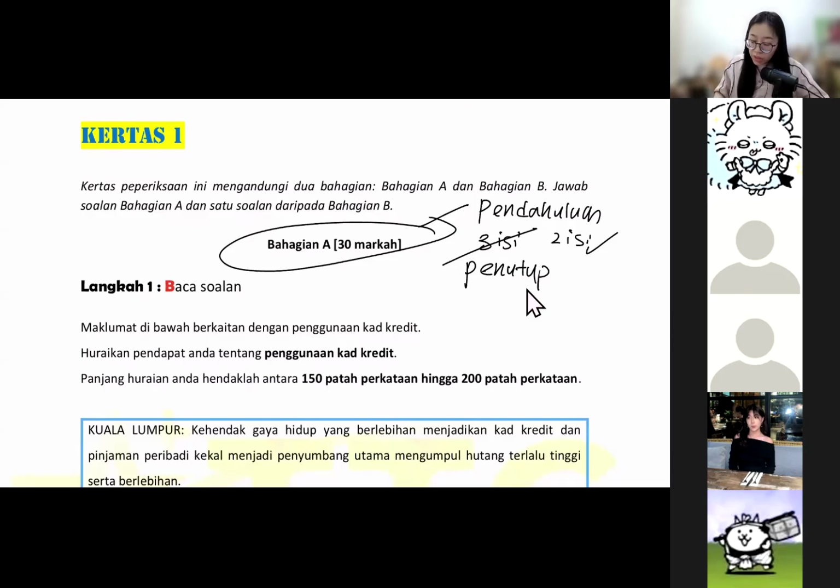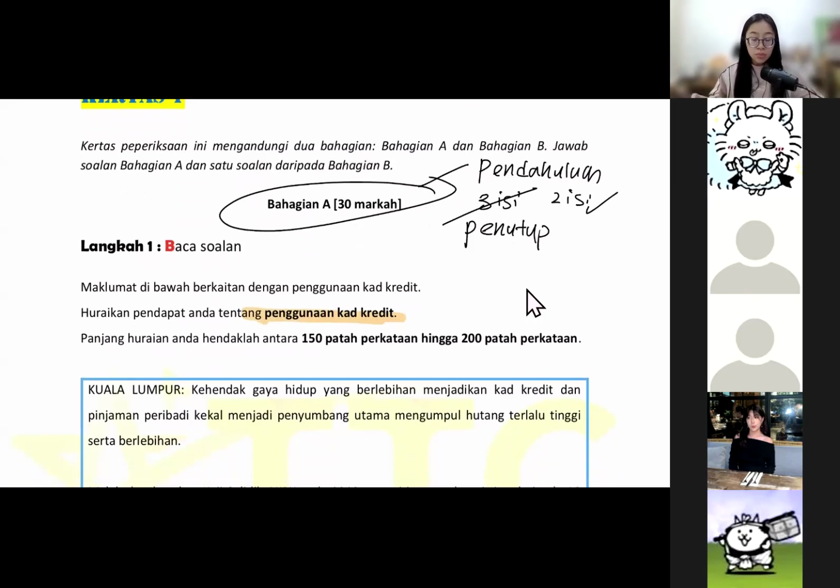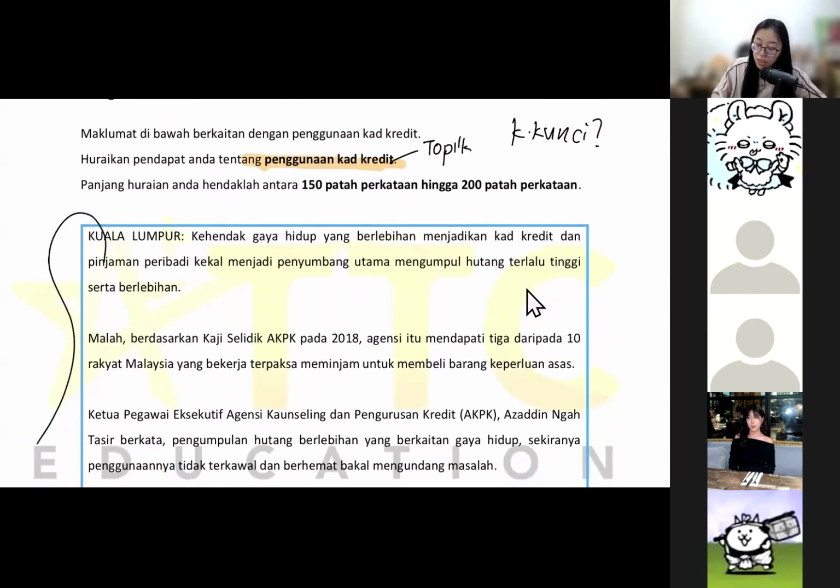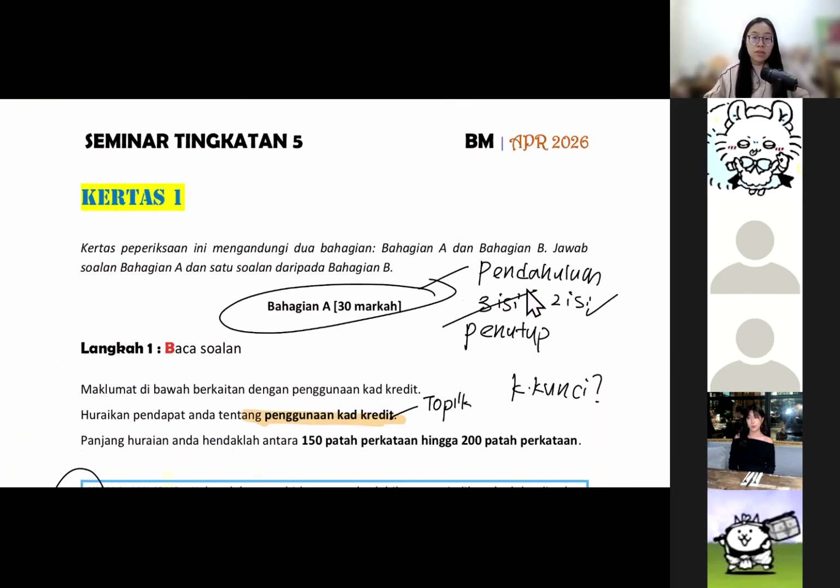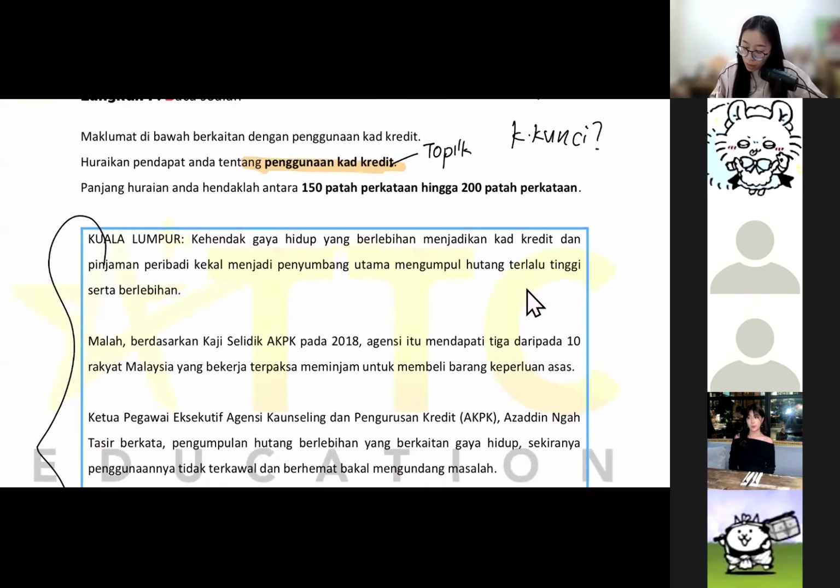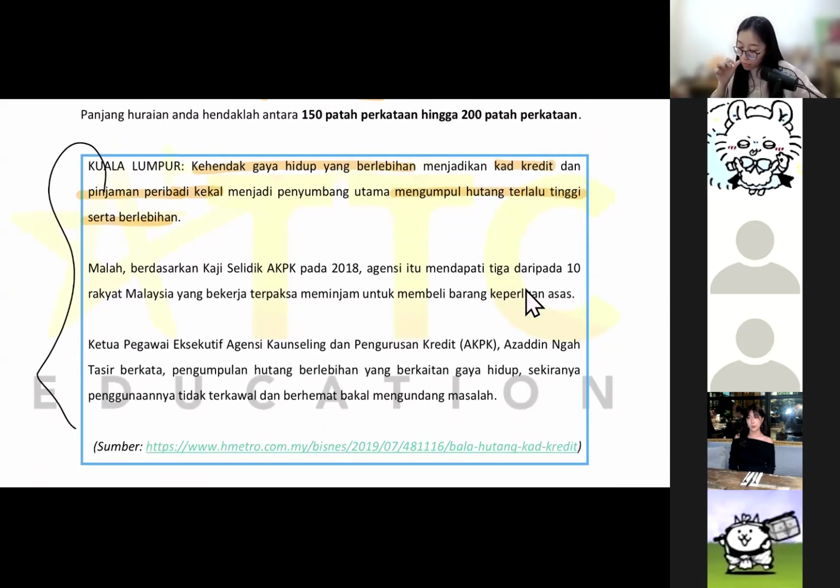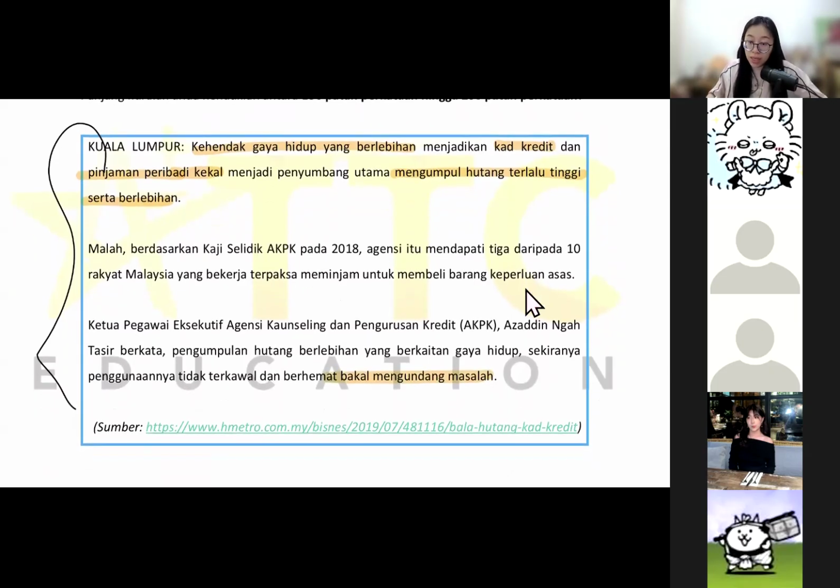Okay, now nowadays, the questions only will give you topic saja, which is, you see, penggunaan kad kredit, the usage of credit card. This is just topic. And then, no kata kunci. So what you need to know, you need to read here and also here, and then identify what is your keyword. Okay, tell me what is your keyword. You see, first thing they say, menjadi kehendak gaya hidup yang berlebihan, menjadi kad kredit, pinjaman peribadi kekal become maintain, and then mengumpul hutang terlalu tinggi. They have a lot of debt. And then future will bring the problems. Mengundang means bringer, bakal means future.